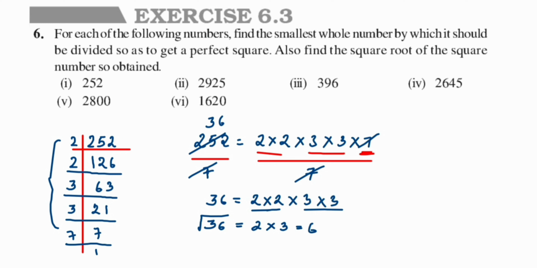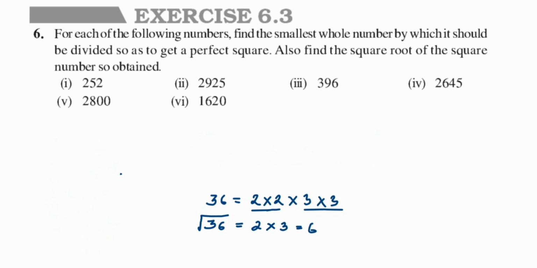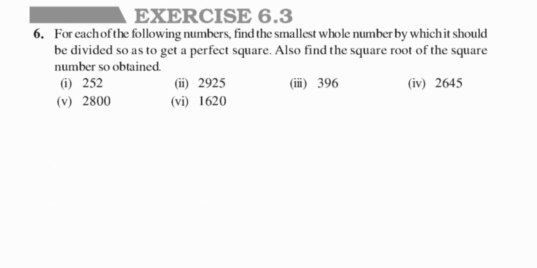Let's move on to the second one, which is 2925. For the first question, the smallest number to be divided will be 7 because 7 doesn't have a pair. The same method we're going to apply for the rest of the numbers. So the next number is 2925, and this number is not an even number. So I'm going to start with 3. I'm going to check with 3 and then followed by 5.